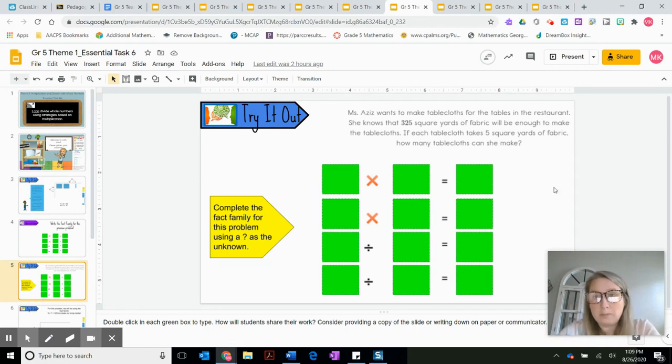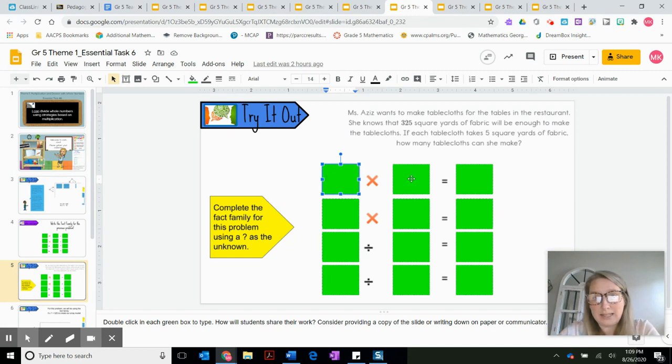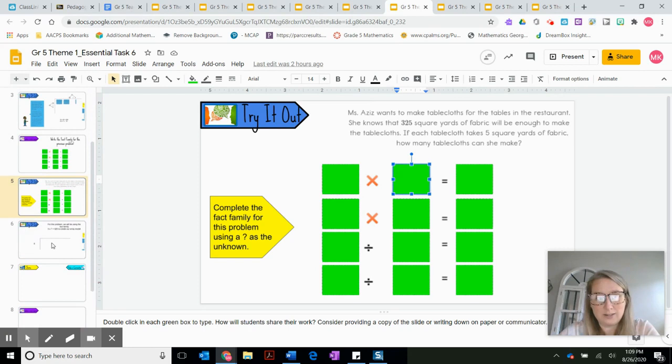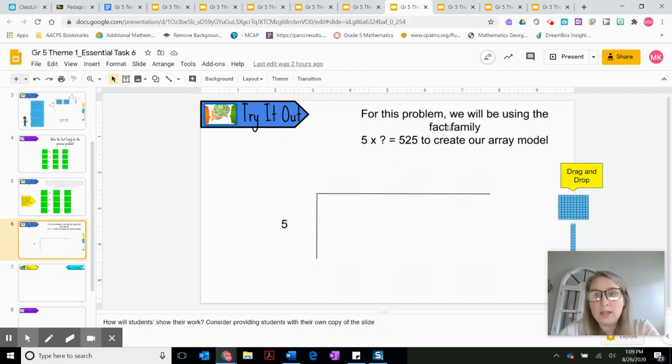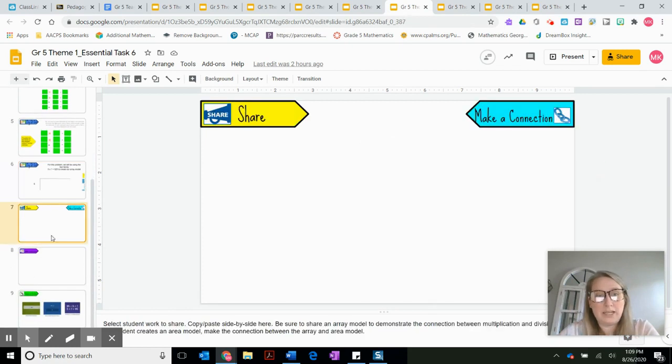So you're going to complete this fact family with your students. Double click to type inside these green boxes. It says that in the directions down here as well. We're going to use this specific multiplication fact to create our array. And we're going to keep dragging and dropping those equal groups until we reach 525. So how many groups will we need?